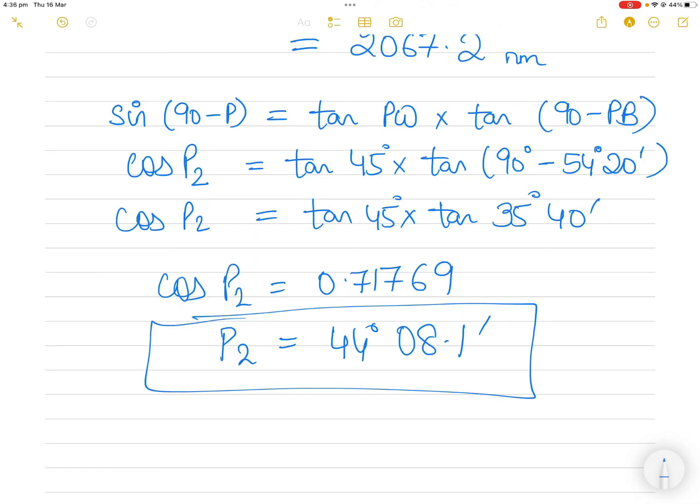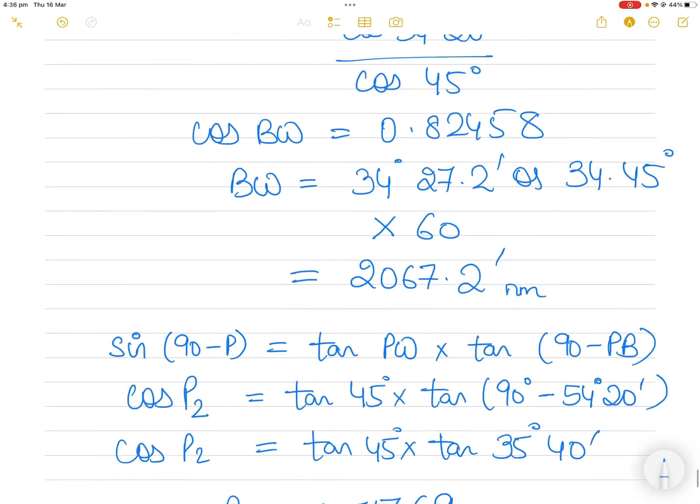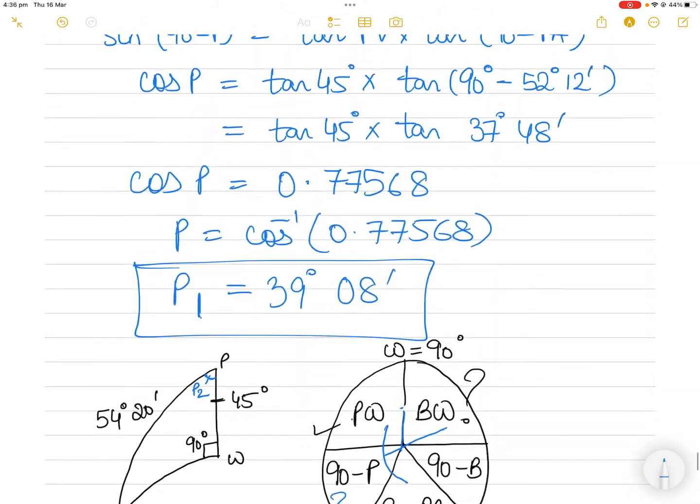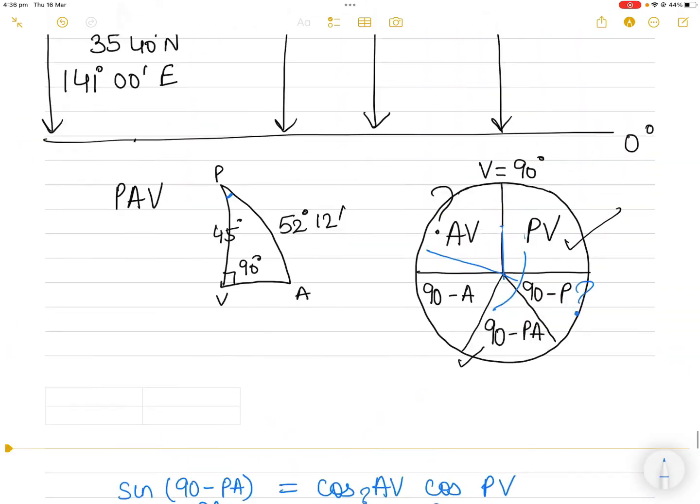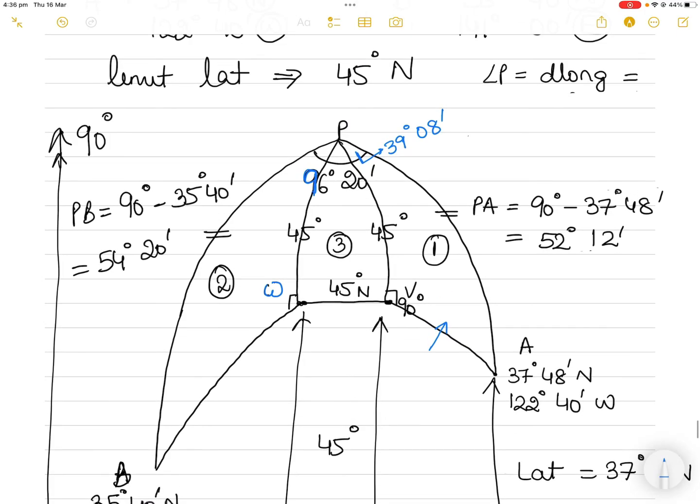Alright, now I know that I have found out P1 and P2. If I go back to this triangle here, I have found out P1 and P2. So P2 is 44 degrees 8.1 minutes. Now angle P in totality is 96 degrees 20 minutes. And I have found out P1 and P2. That means if I want to find out this angle here, P3, which is the D long between my two vertex, I can do that, right?